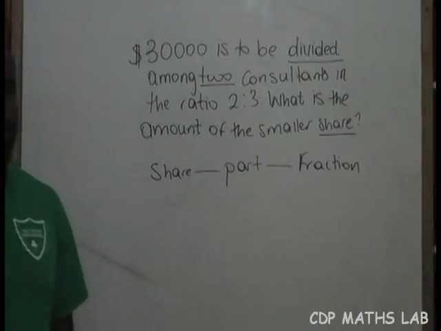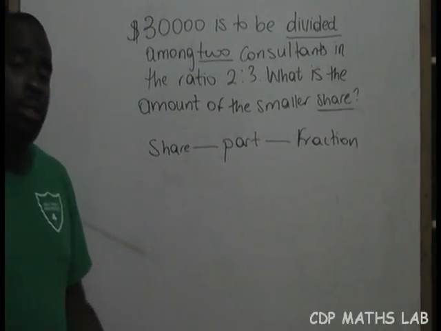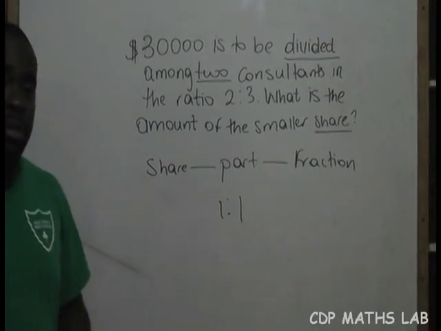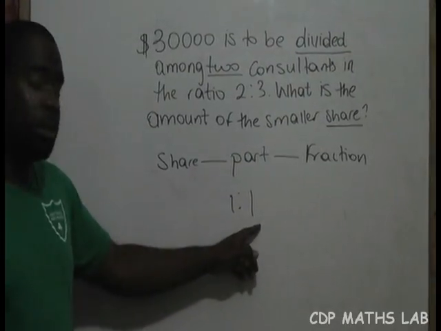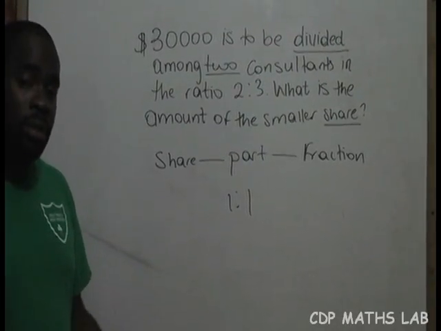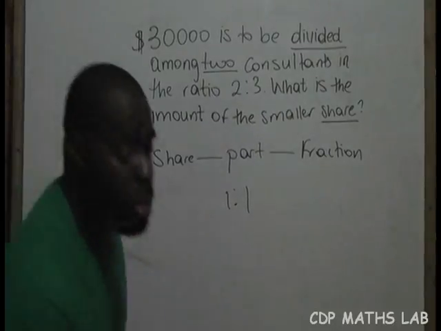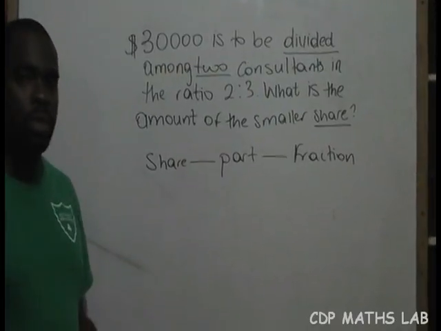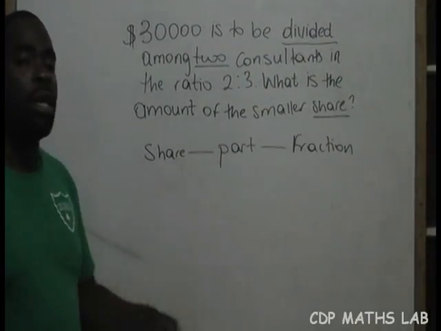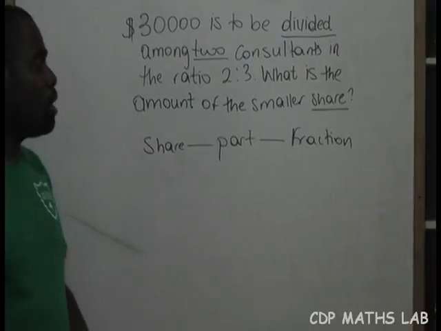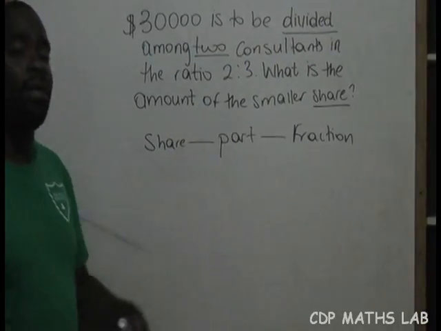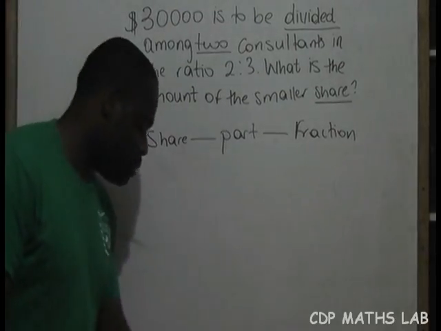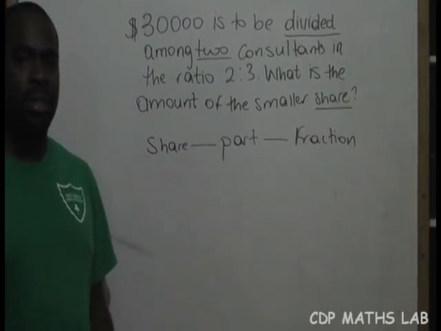Now, if they were to share it 1 to 1, 1 to 1 suggests that they would get equal amounts. But the point is, 1 to 1 is not the ratio. The ratio is 2 to 3. So it simply means that one got more than the other. One got 2.5 times the other. And we're going to see that. Now, so we're dealing with parts.